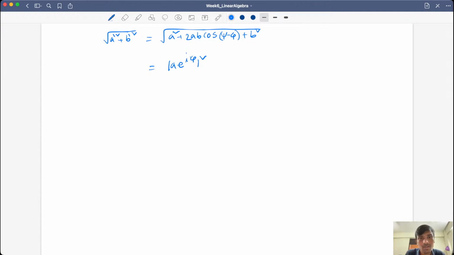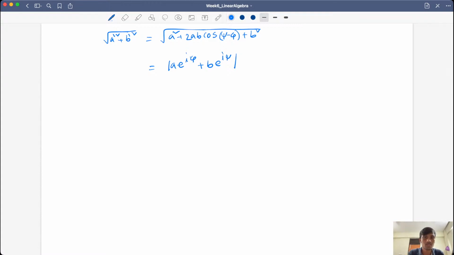This is a, and this is actually the modulus of a plus b e power i psi. Just check that this is the same thing. So cos phi cos psi plus sin phi sin psi, that will give you this thing.